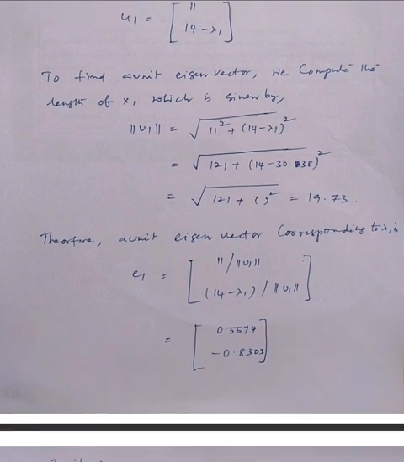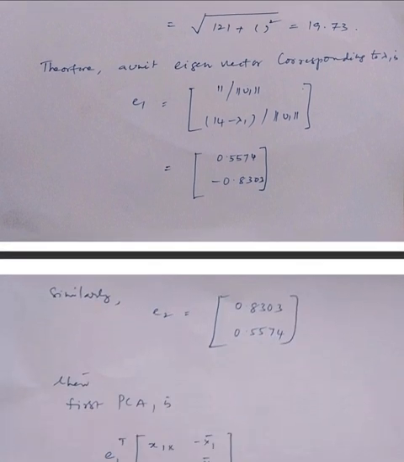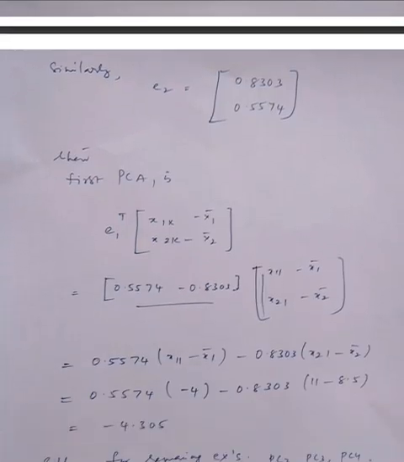Now from this eigenvector, we have to compute the length of the x1 components. So the length of u1 is root of 11 square plus 14 minus lambda 1 square. Lambda 1 is already calculated, so from this we will get 19.73. After calculating this, finally we will get the eigenvector u1 and u2 components: 11 by length and 14 minus lambda 1 by length of the vector. So finally we will get the e1 values like 0.5574, minus 0.8303. e2 similarly, so these are the values.